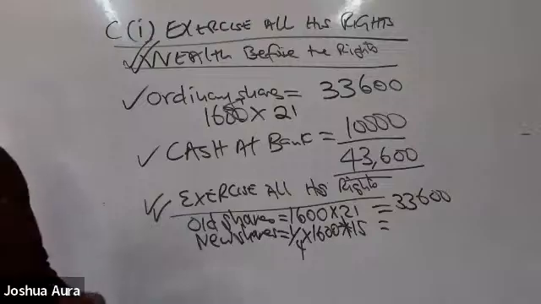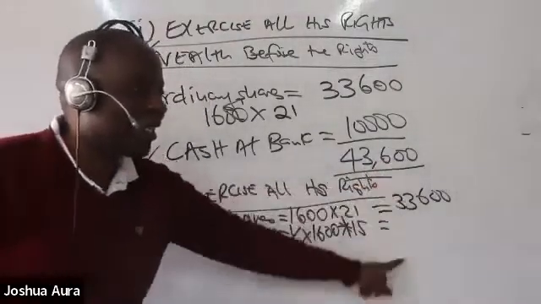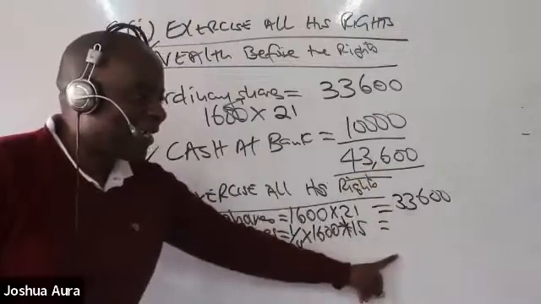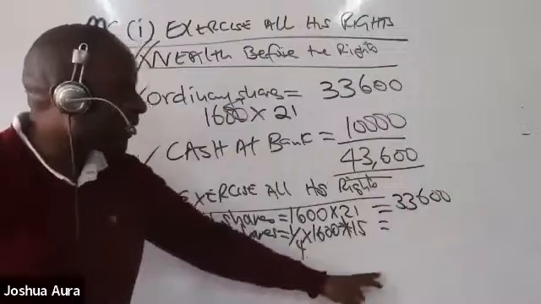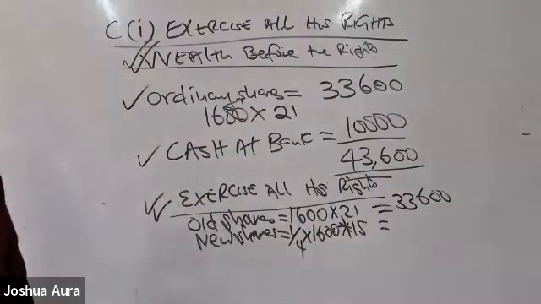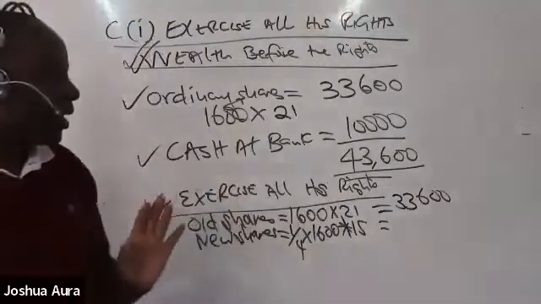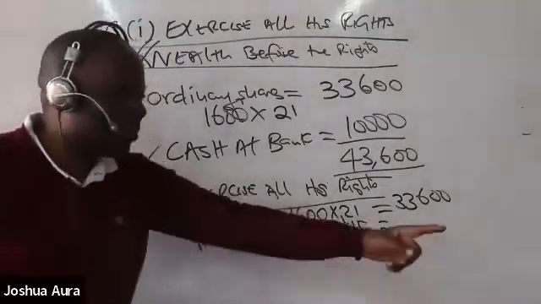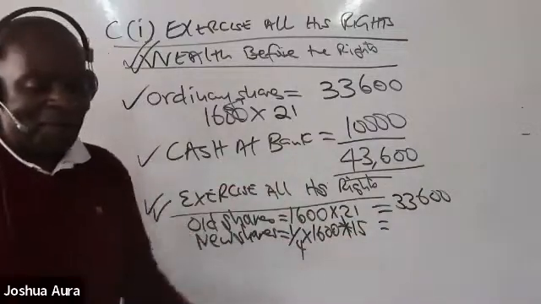Hapa mwanafunzi mjanja, unajua hii figure ambayo utapata total hapa chini lazima ikuwe 43,600. The total wealth lazima ikuwe the same. So hata unaweza achia hapa chini uandike 43,600. Kwanza nipatie figure kwanza hapa. A quarter of 1,600 times 15 gives me how much?